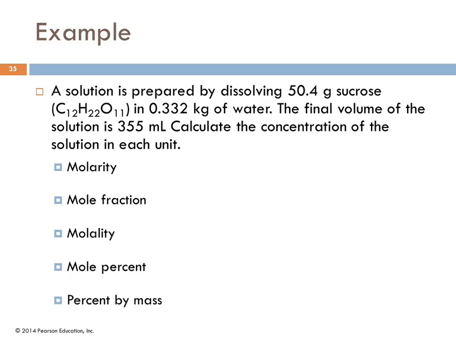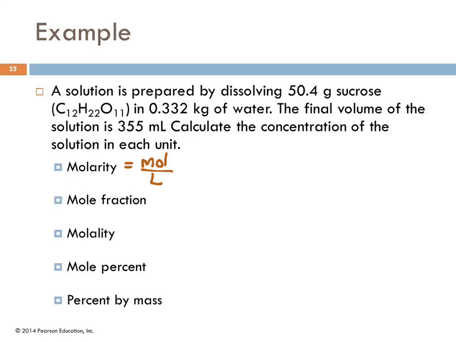So here's another example. A solution is prepared by dissolving 50.4 grams of sucrose in 0.332 kilograms of water. The final volume of the solution is 355 milliliters. Calculate the concentration of the solution in each unit. Fun, fun, fun. Just sit down for a nice afternoon of calculating stuff, right? Molarity equals what? Moles of solute per liter of solution. We start with the one that should be easier.